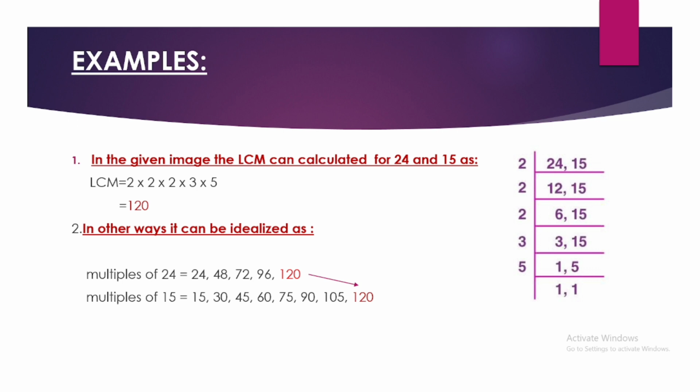Here you can see that the multiples of 24 and 15 are different until they reach the common multiple 120. Though there may be common multiples after 120, that's not our problem. We are going to find only the first common multiple, the lowest common multiple. So here 120 is the lowest common multiple. Hope you understand what LCM is.